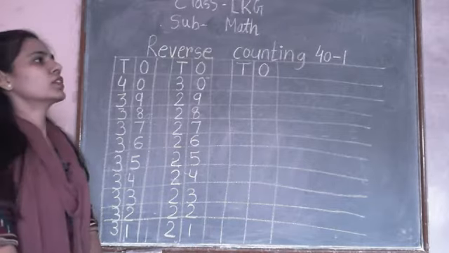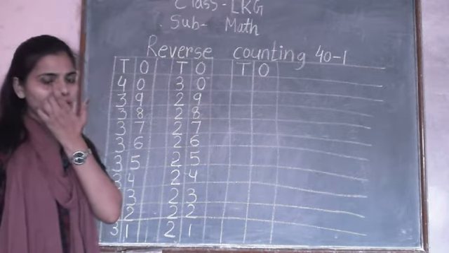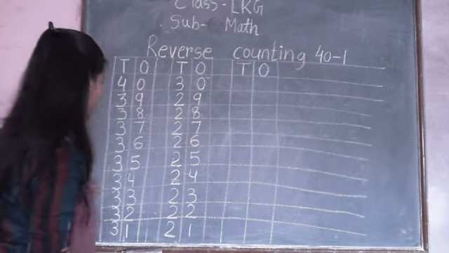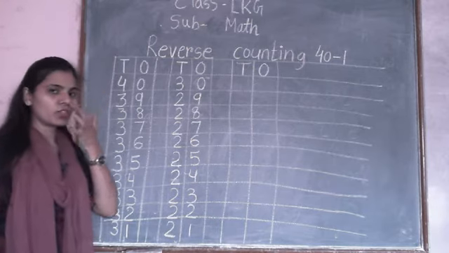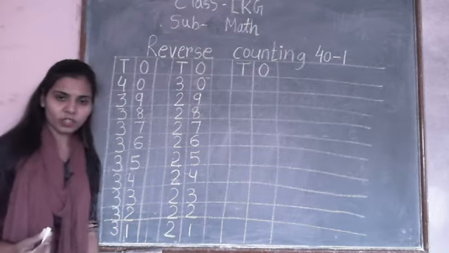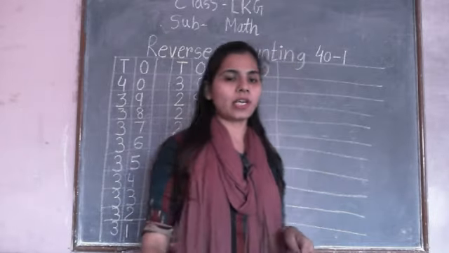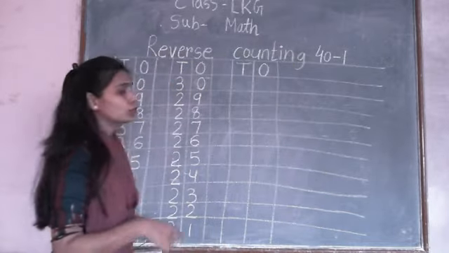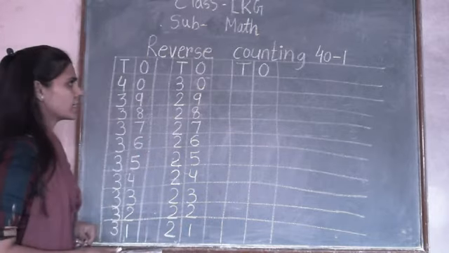When doing reverse counting, you take your number chart and check. Okay, check your reverse counting from your number chart. Because in your number chart, forward counting is there, so you check your reverse counting against the forward counting. Okay, so that is easy for you.